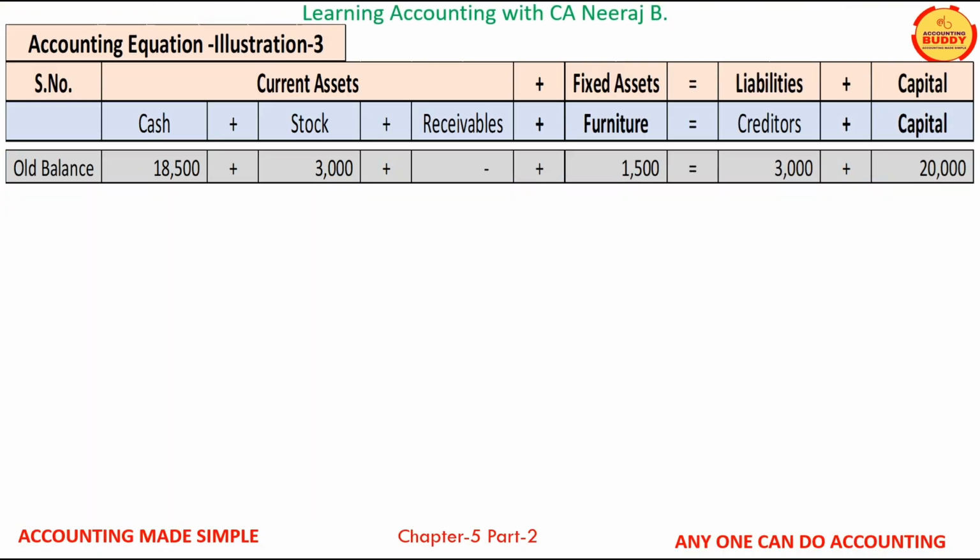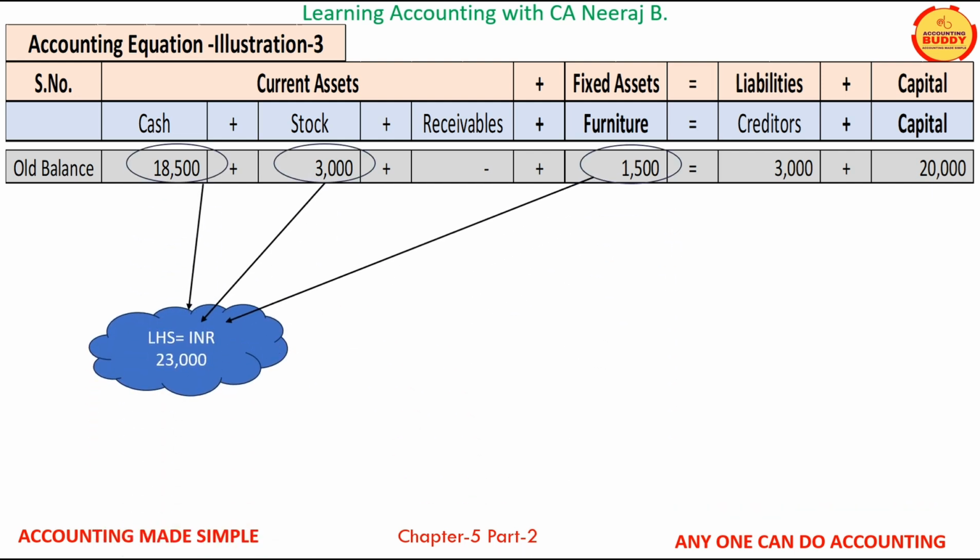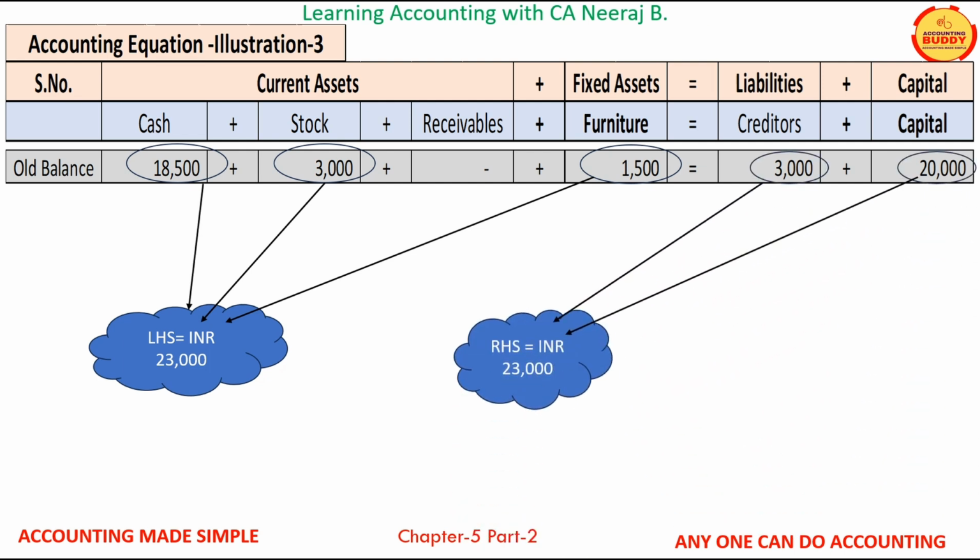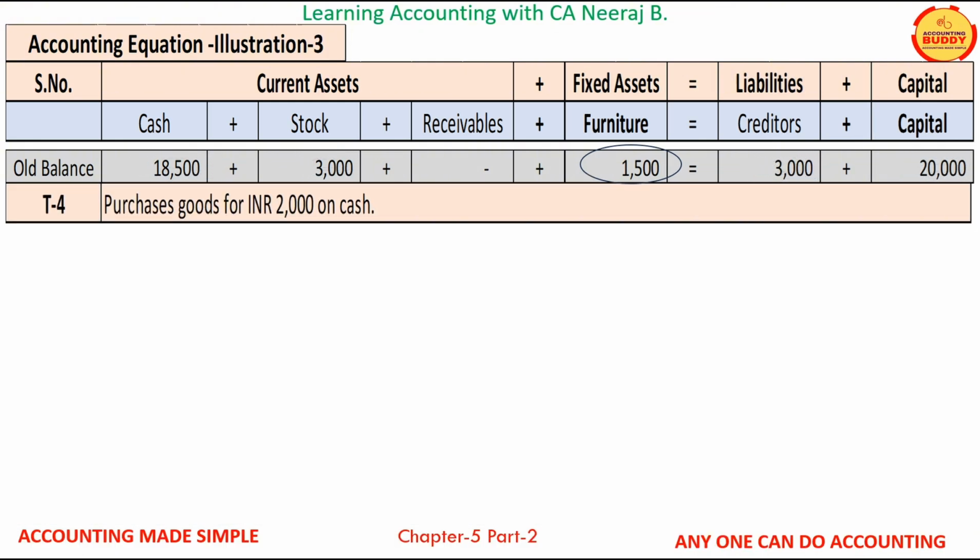The accounting equation balance after 3 business transactions discussed in the previous slide is displayed on your screens. Total assets on the left hand side of the accounting equation amounting to INR 23,000 is equal to the sum total of the liabilities of 3,000 and equity of 20,000 on the right hand side of the accounting equation. Transaction T4 on your screens is Mr. Tolley purchased goods worth INR 2,000 in cash.